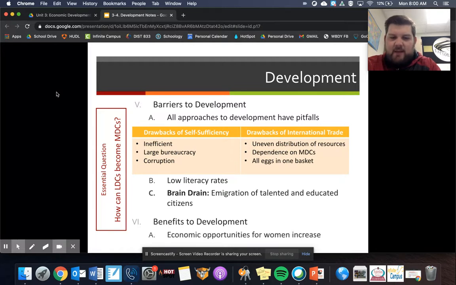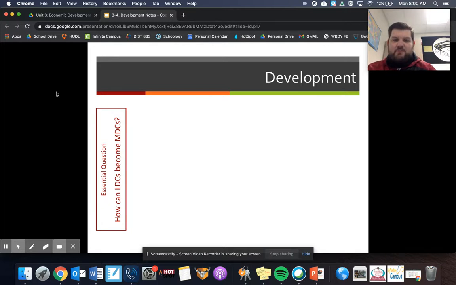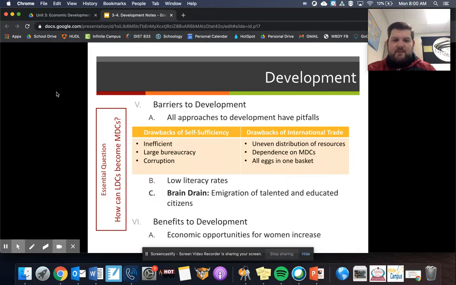Okay, benefits to development. Okay, economic opportunities for women increase as you develop. All right, as your country develops, that means more jobs, that means more education opportunities, all of that, greater opportunities for women as you develop. Okay, that's the big benefit to development there.